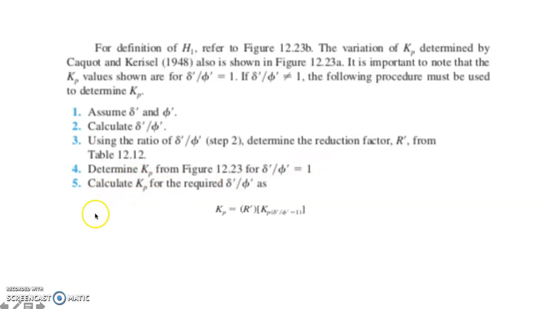From table 12.12, you can have the value for the reduction factor, which is denoted by R prime. And from figure 12.23, determine our K sub P. You can now calculate for K sub P using this equation if delta prime over phi prime is not equal to 1. So you can use this equation.